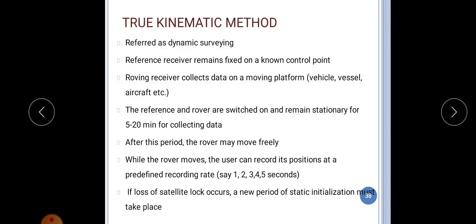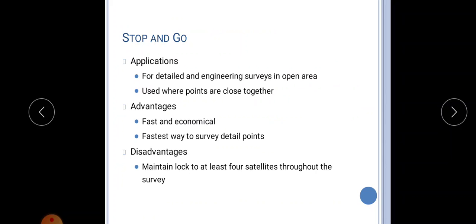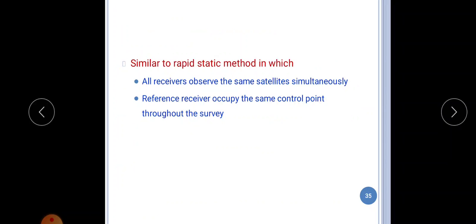ഓക്കെ. സോ ഇതാണ് കൈനമാറ്റിക് മെത്തേഡ്സ് ഓഫ് GPS surveying. Okay. I think you have clear about this kinematic method. So this is about kinematic method of GPS surveying.